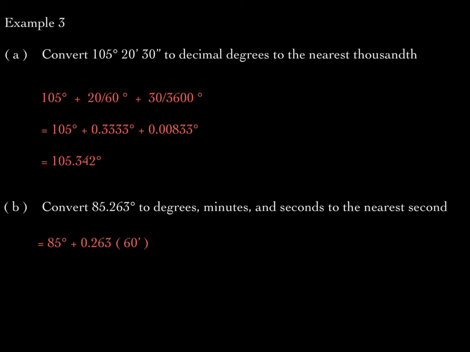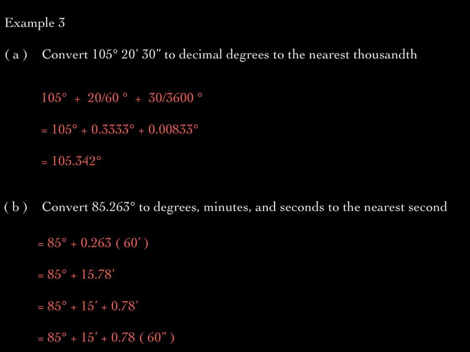So the first thing I've done is 85 degrees is 85 degrees, okay? But the portion amount here, 0.263 degrees, I've multiplied that by 60 minutes. Remember, every 60 minutes is a degree. So now we have 85 degrees plus 15.78 minutes. Now what I'm going to do is take this portion here, 0.78 minutes, and convert that to seconds by multiplying by 60 seconds.